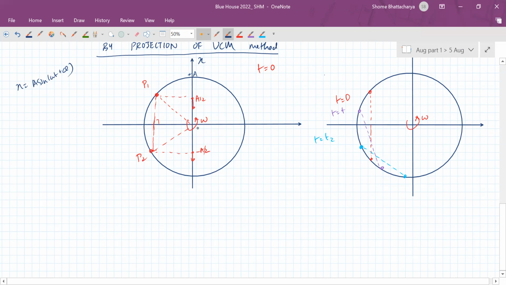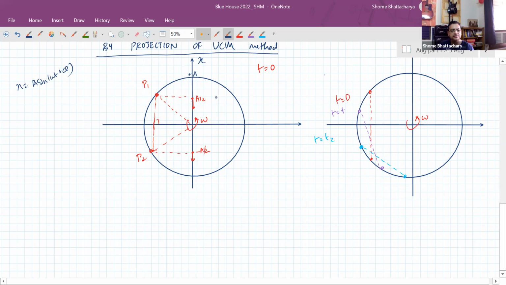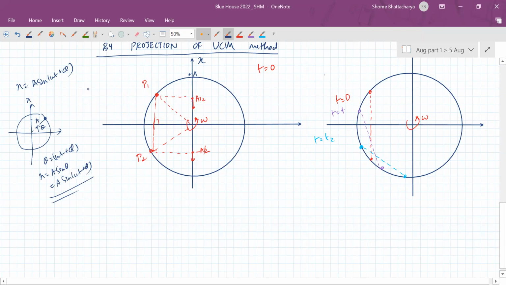Can you repeat once? The projection on the x-axis only is the SHM. Right? We had discussed last time that in uniform circular motion, if a particle is located here at some time, this angle is omega t plus phi, in general, if phi is the initial angle. So what is this projection? It is a sine theta, so it is a sine omega t plus phi. Understood. Remember this.